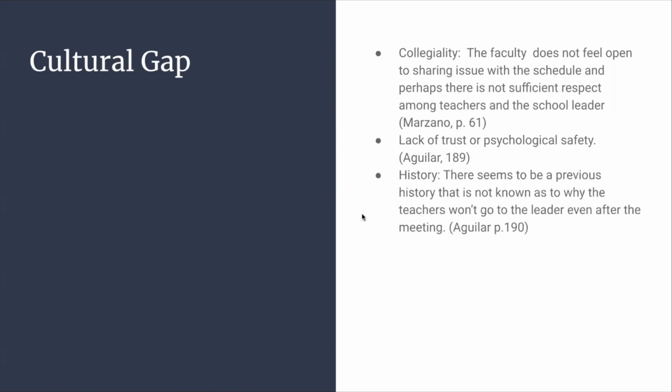There seems to be a previous history that is not known as to why the teachers won't go to the leader even after the meeting. And clearly, psychological safety is something that needs to be addressed here. Now let's move into, given that there is a lack of psychological safety, what are some of the culture shifts that need to happen?